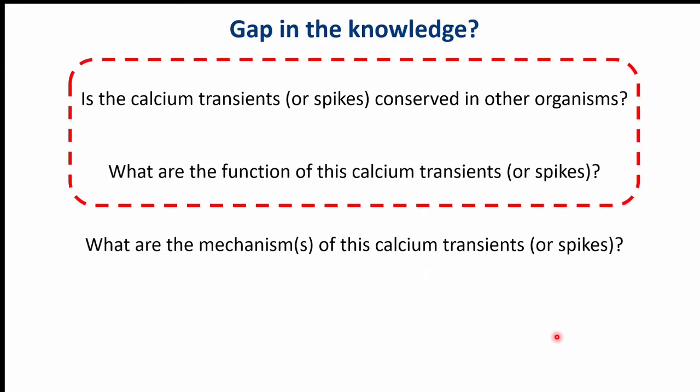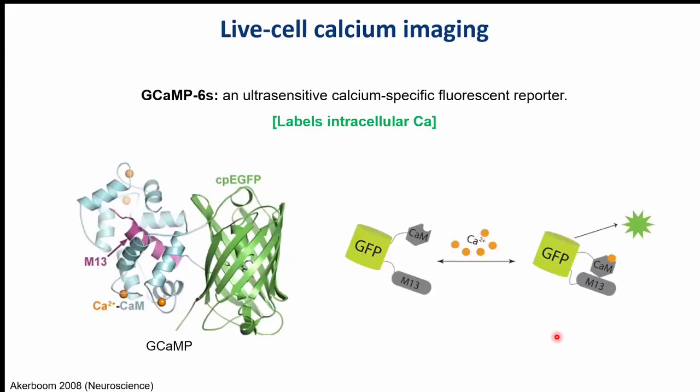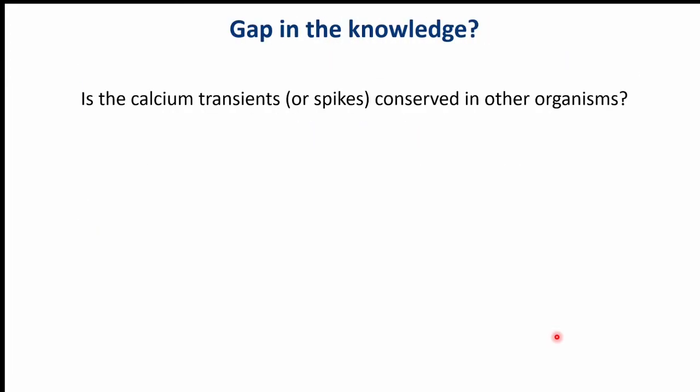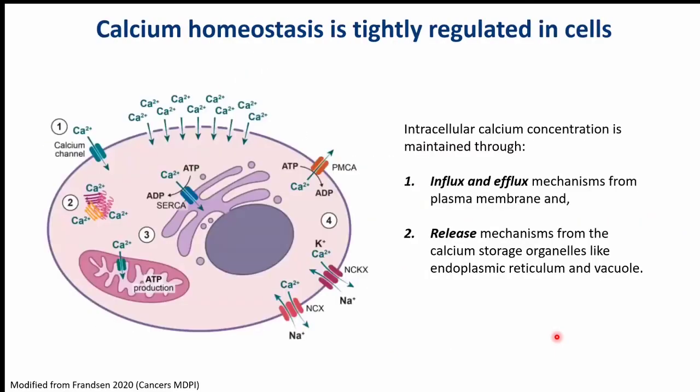Internal store. So we exactly have to determine which channel could be regulating. That is a part of the mechanism, whether it's an influx or efflux or release mechanism. That is the mechanism, like how all these calcium spikes are controlled.